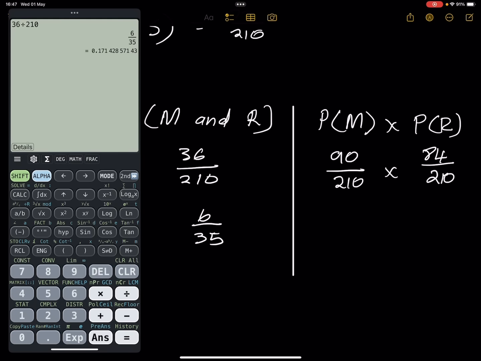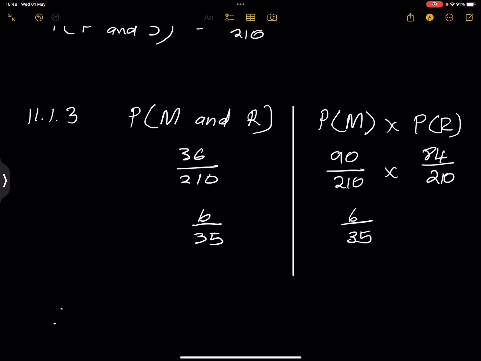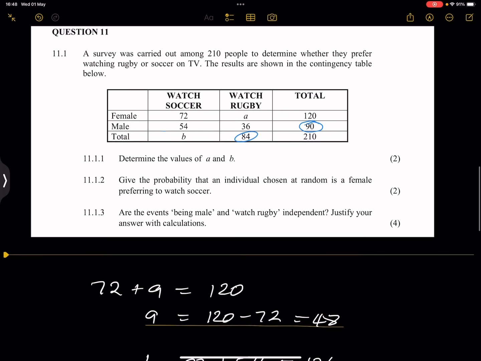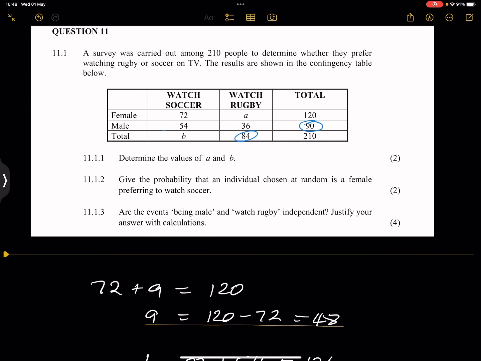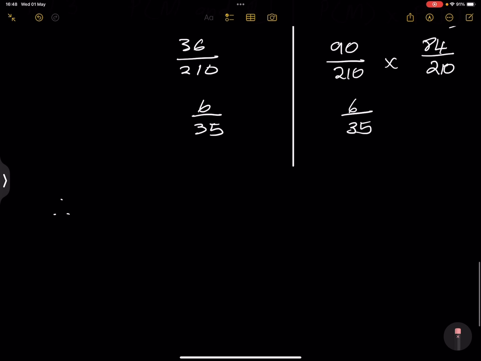Okay, and then we're going to take that product there. So we've got 90 over 210 multiplied by 84 over 210. Okay, again I get 6 over 35. What can I conclude? Therefore, right, they asked us, are the events being male and watching rugby independent? Okay, so therefore, yes, they are independent, right?